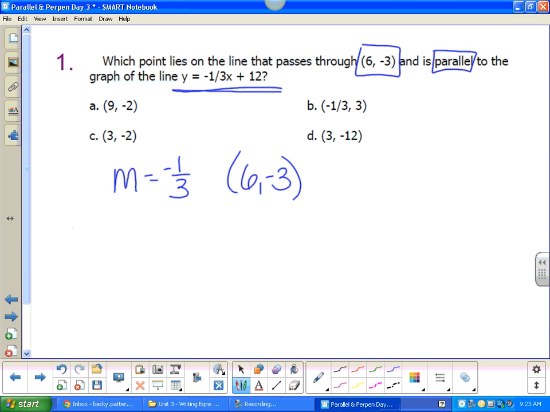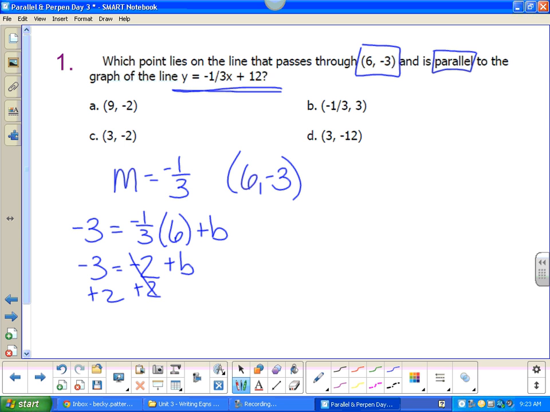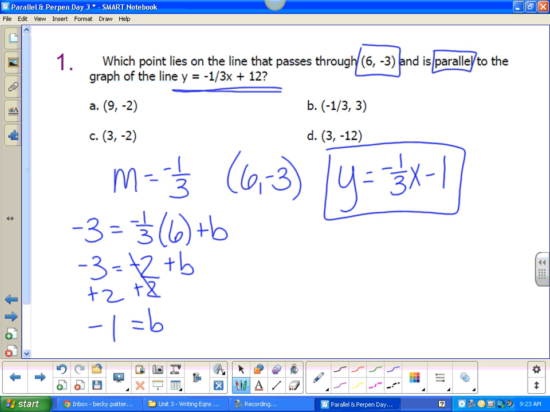So y = mx + b. 3 goes into 6 2 times. 2 times -1 is -2. Add 2. b = -1. So my equation is y = -1/3 x - 1. Awesome. But that's not what the answers are.